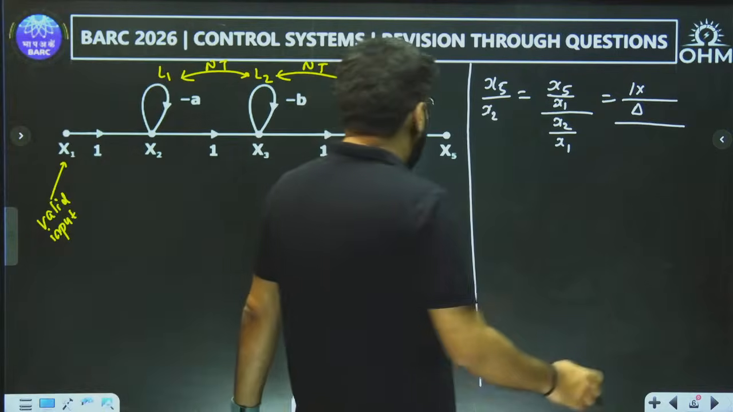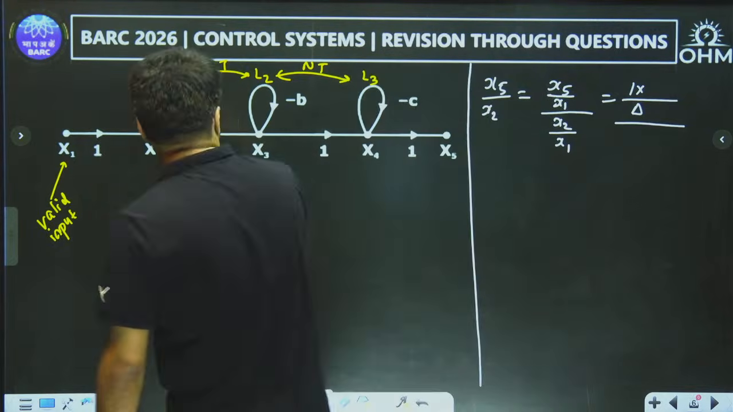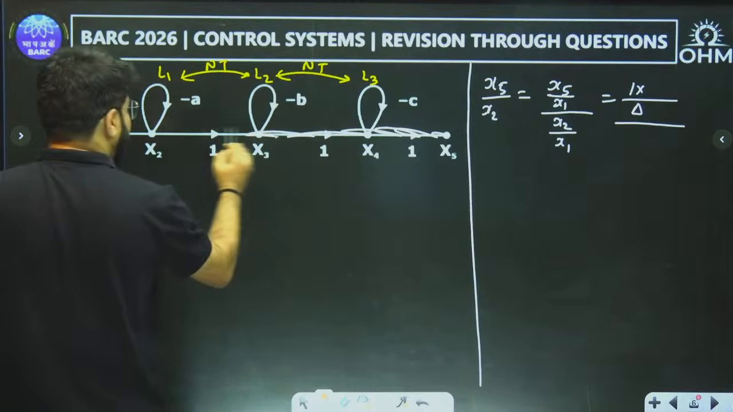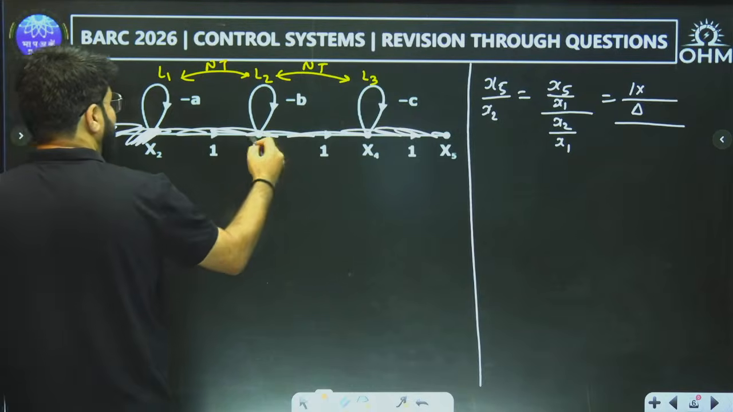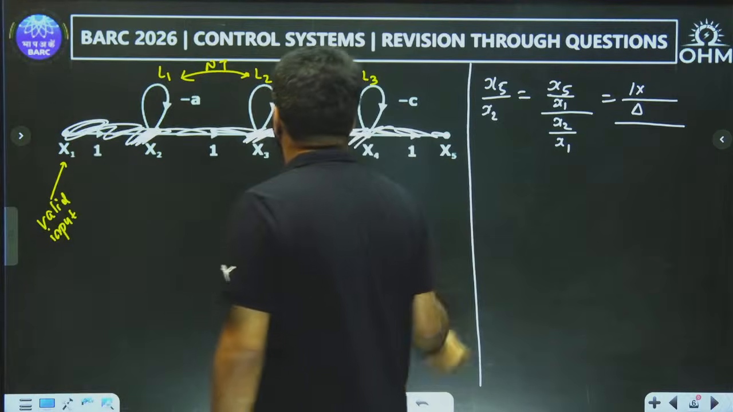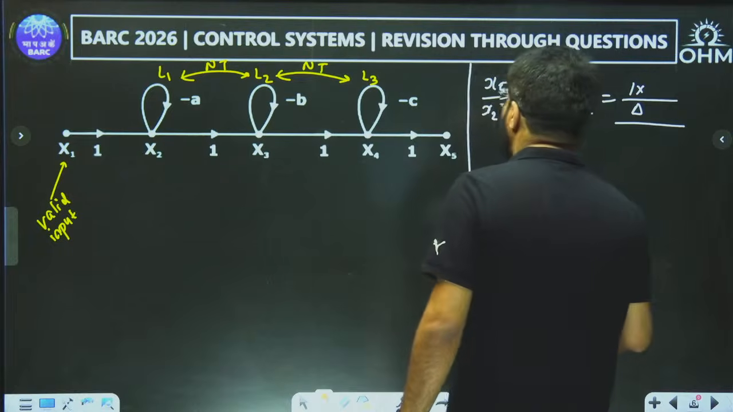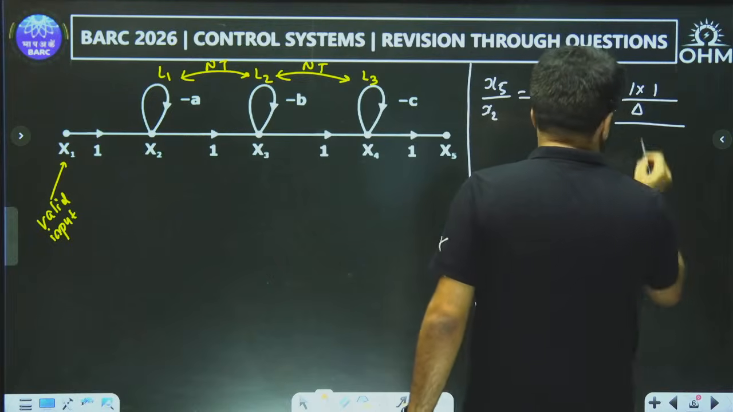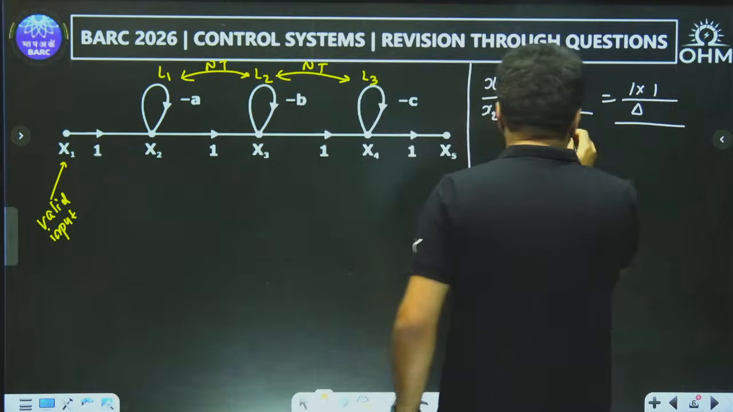Now when I erase the first forward path for x5 by x1, what will happen? This loop opens, this loop opens, this loop also opens. So there is no loop going to be left. So what is the path factor? The path factor will be 1 divided by delta. Let the delta be as it is right now, divided by x2 by x1.